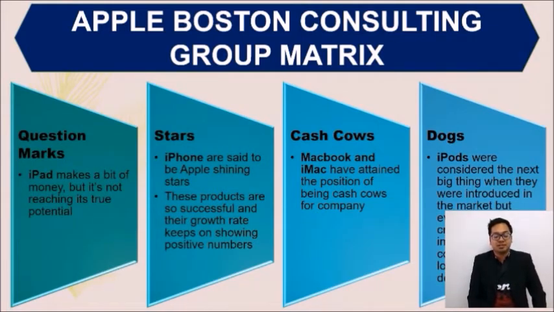Question marks can be defined as products in a high growth market with a low market share. And the second quadrant is stars. This means the products in a high growth market with high market share. The third quadrant is cash cows, products in a low growth market with high market share. They were called cash cows because, like a cow, it stays down but it keeps on making noise. And the last quadrant is dogs, which is defined as the products in a low growth market and have limited chances of showing any growth.